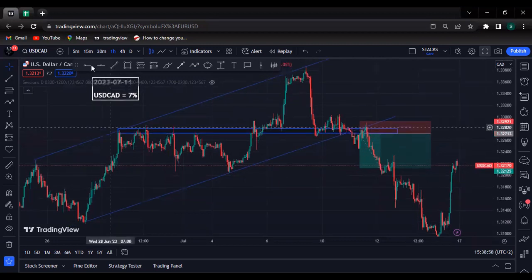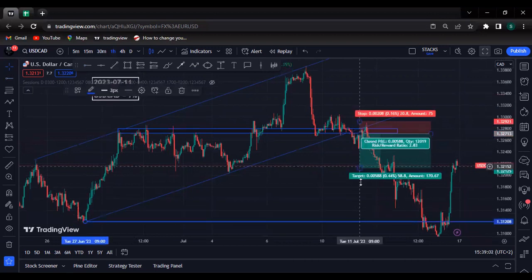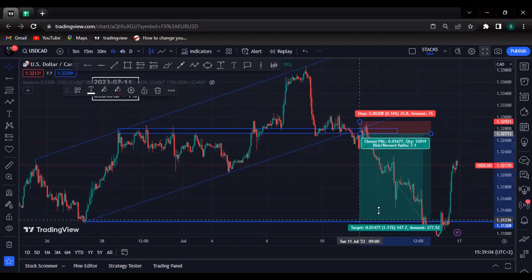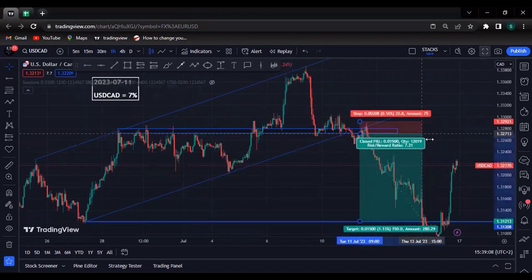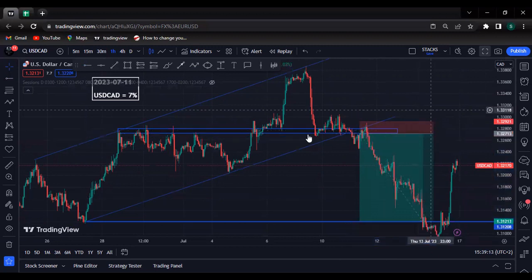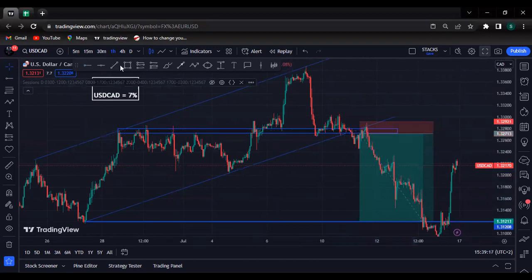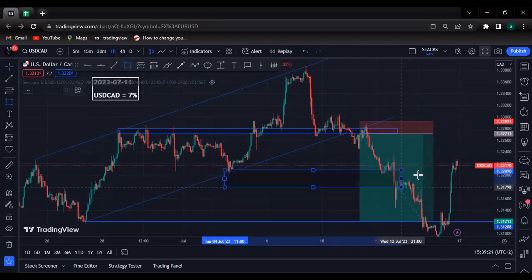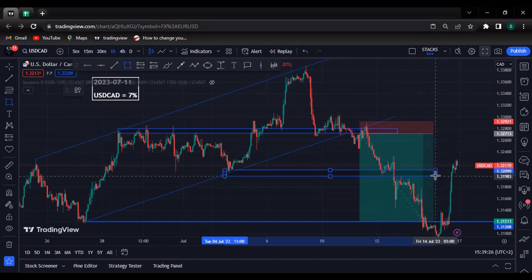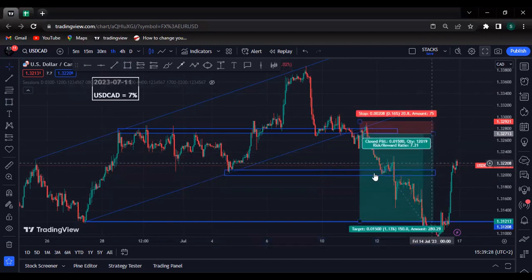For my take profit, I was targeting this low over here, the 90% rule. So this is my take profit and my stop loss. Then once I entered my trade, I knew that I had to set my TP1. So I set my TP1 at this low over here, roundabout right there. That's where I set my TP1.